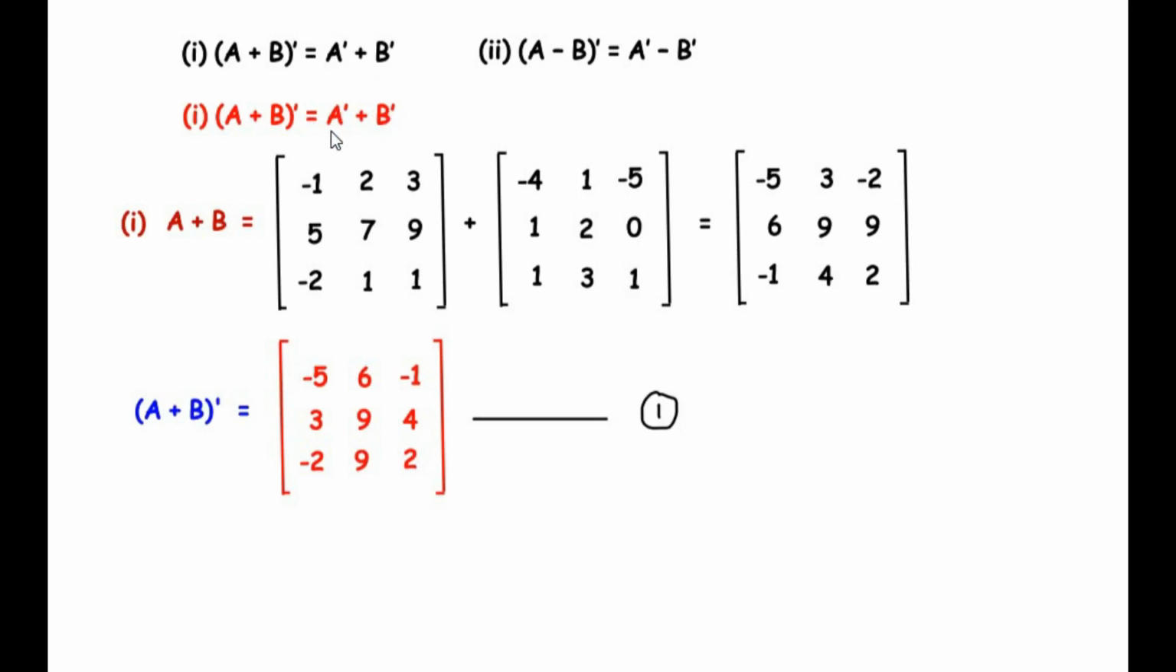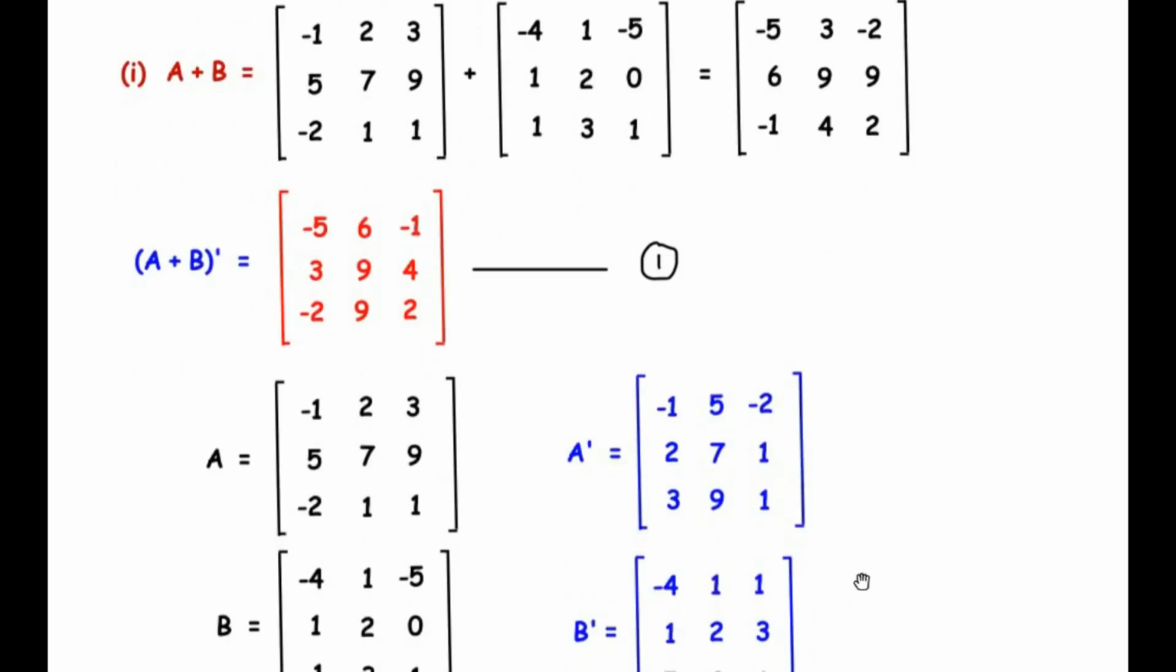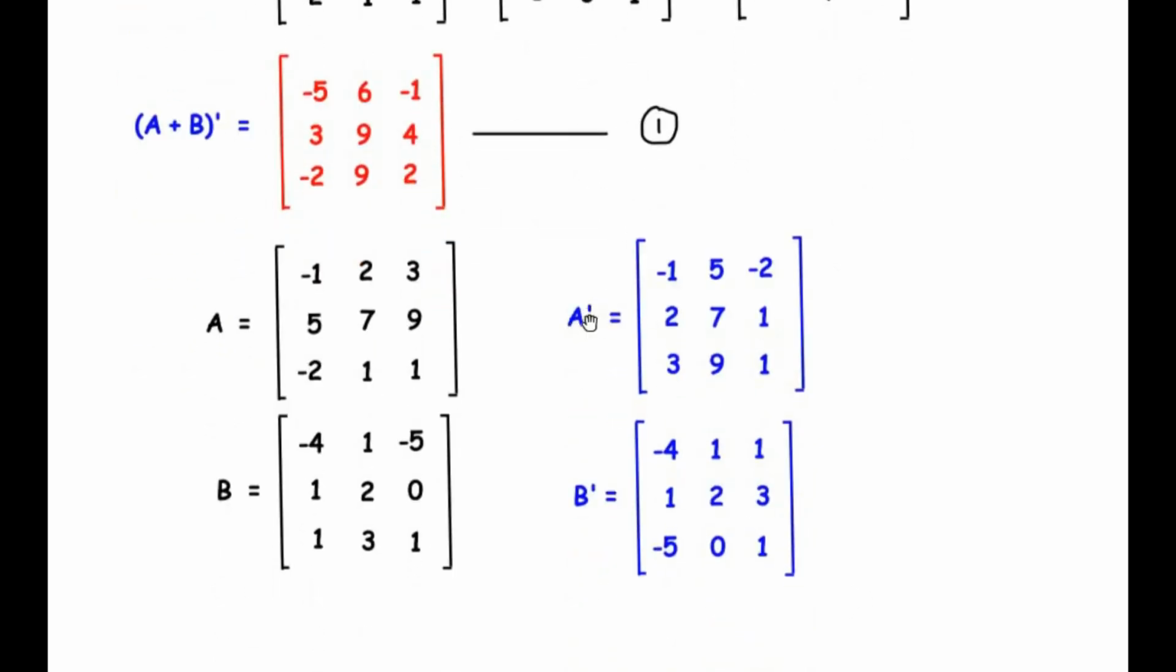So let us first find out A transpose. Here we have taken A and B matrix for easy reference. You can see in the A transpose we have made each column into a row. So minus 1, 5 and minus 2, the first column elements have become first row elements in A transpose. Now the same steps we have performed for the second column and third column. So second column is second row and third column is third row.